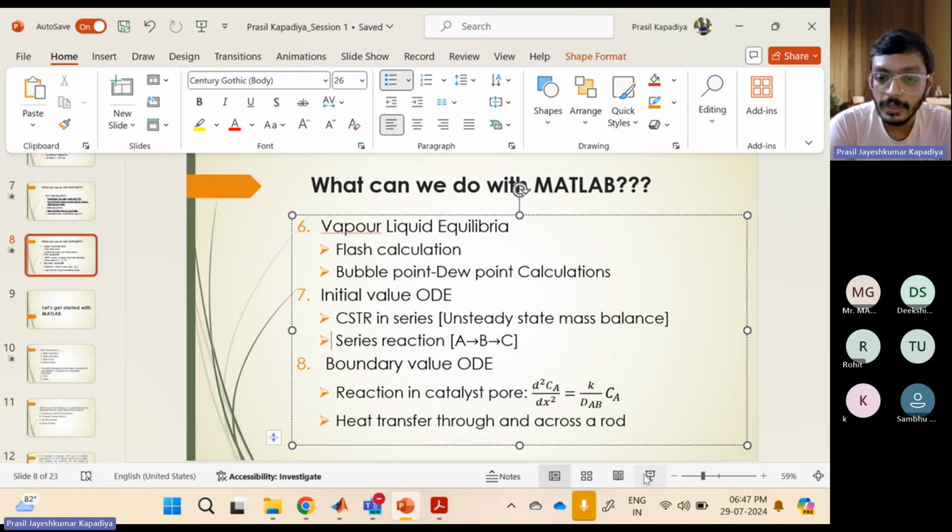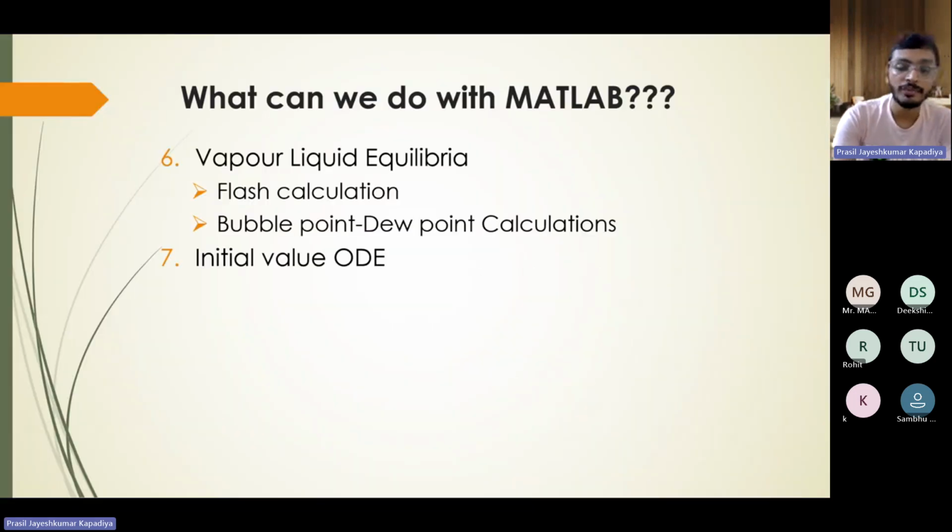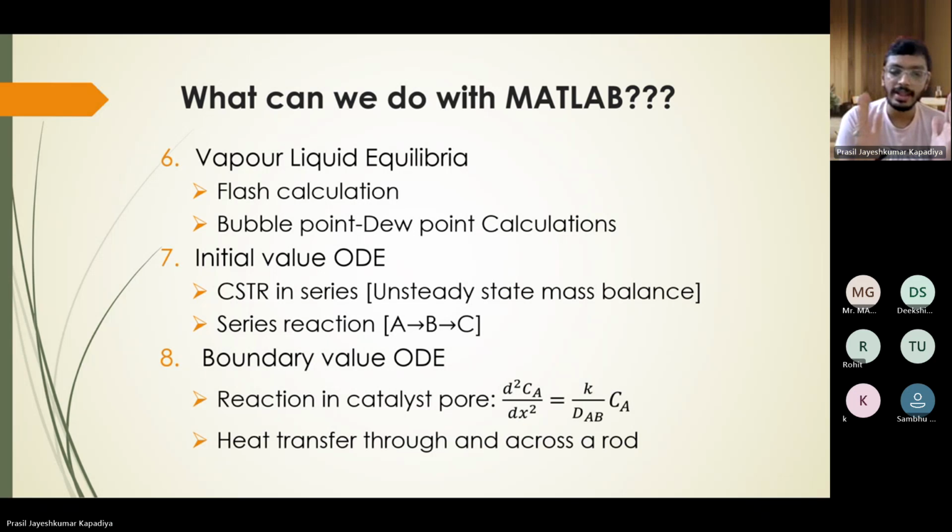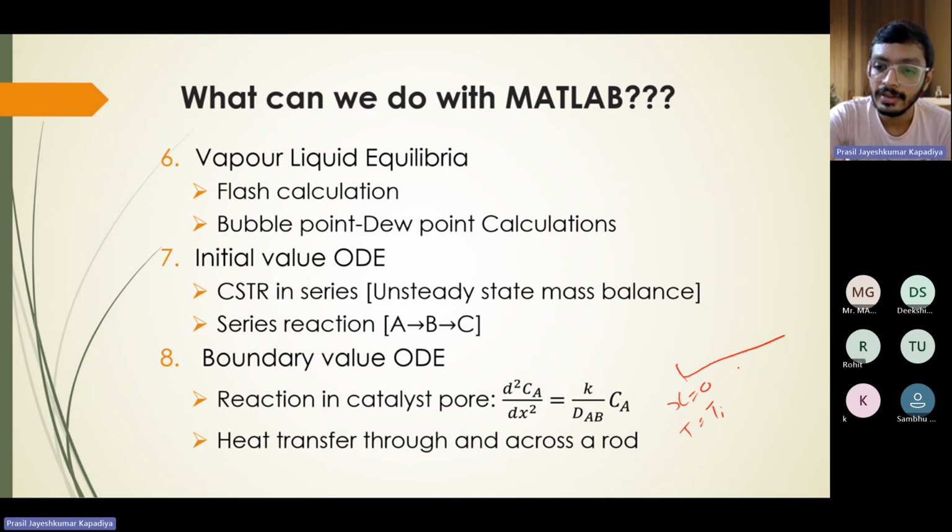And similarly for boundary value problems, what is a boundary value? Let's say this is the rod I am having, and at the rod, at x is equal to 0, I know some temperature Ti, and at x is equal to L, I know the temperature, that is T is equal to TL. So these kinds of problems are called boundary value ordinary differential equations.